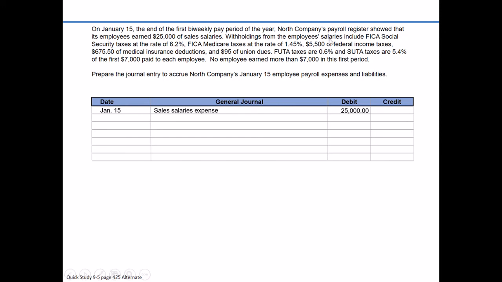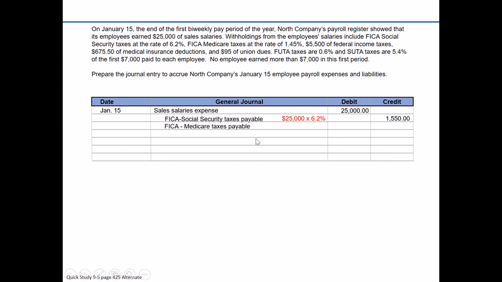So let's start to read through which items apply in this situation. The withholdings include FICA Social Security taxes of 6.2%. So again, we said that's going to be a liability, so we'll credit FICA Social Security taxes payable. Remember, payable indicates liability. What amount do we credit it for? We're going to have to take our $25,000 total expense times our rate of 6.2% to get a total credit of $1,550.